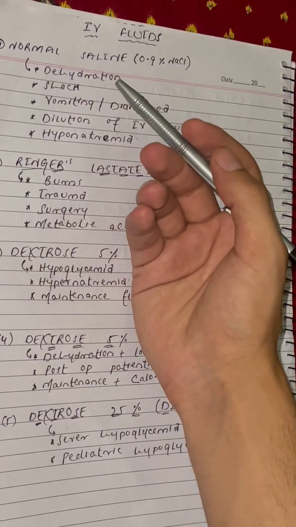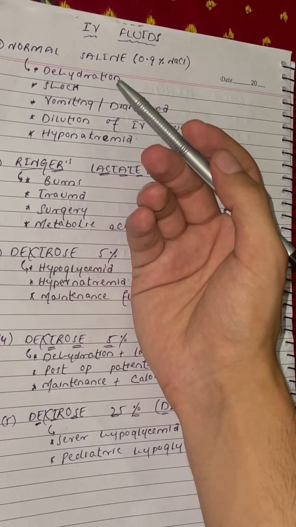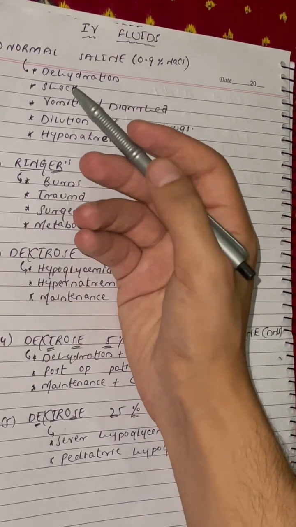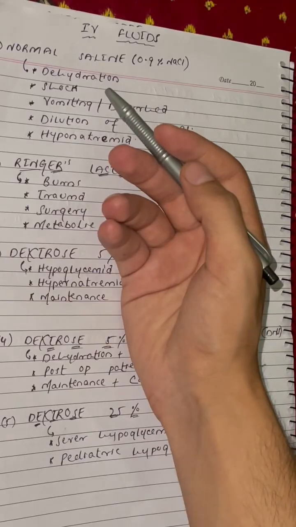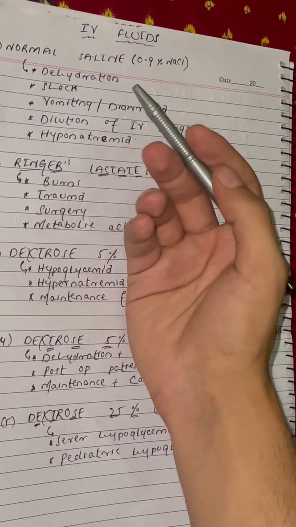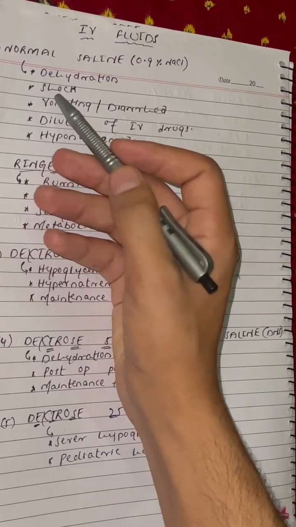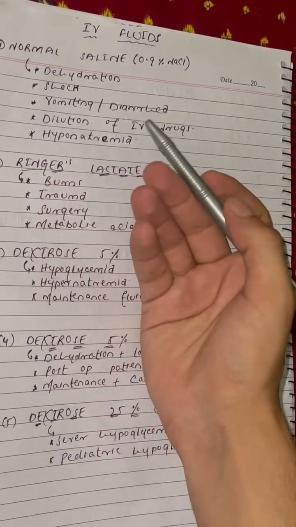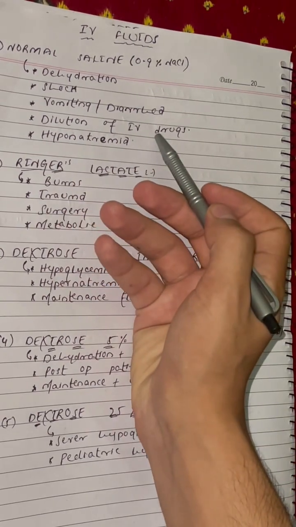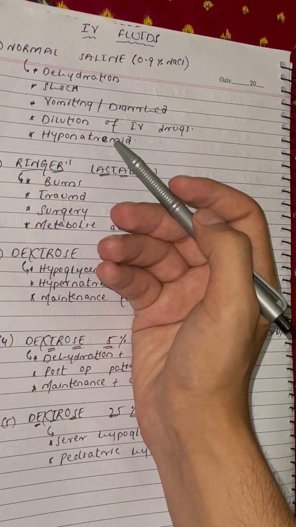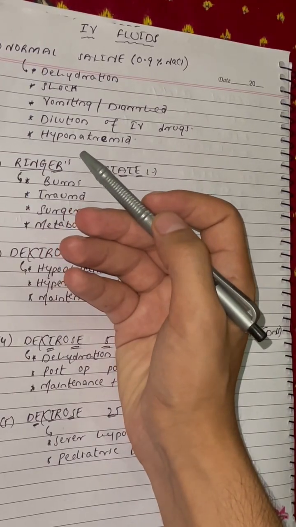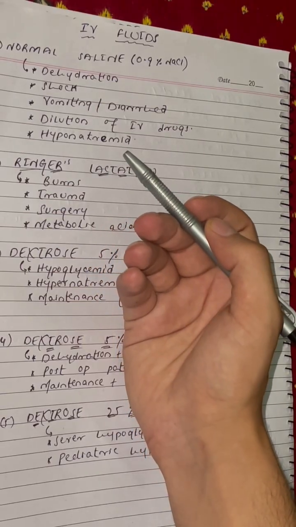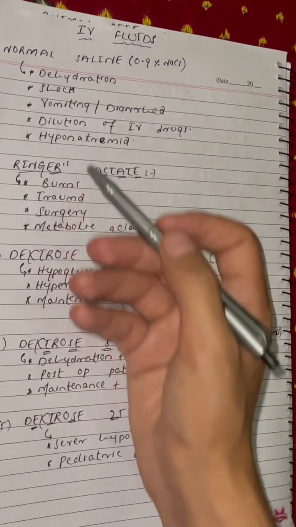Normal saline is basically an isotonic solution, meaning it has nearly the same osmolarity as the blood plasma. It is mainly used in dehydration because it replaces the water and sodium lost from the body. It is also the first choice for shock, for vomiting and diarrhea. Another important use is the dilution of intravenous drugs in normal saline. And it can also be given in hyponatremia, where the sodium level in the blood is low, helping to restore normal sodium concentration. So this is the use of normal saline.